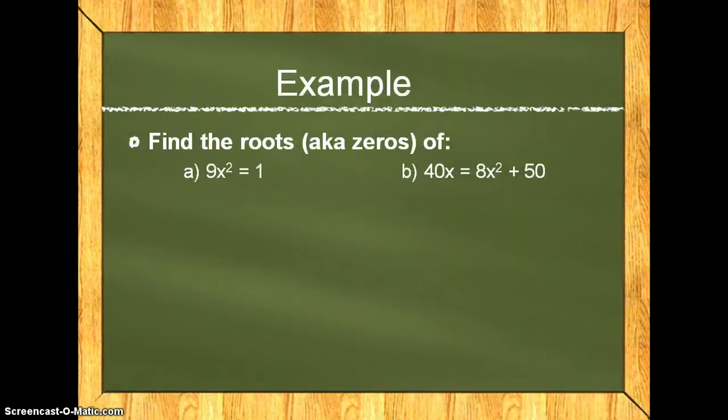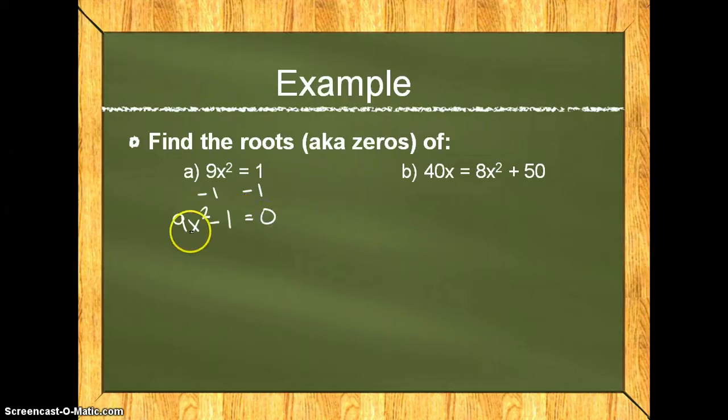So the example says find the roots, which is also known as the zeros, which is also known as the solutions, of a, 9x squared equals 1, and b, 40x is equal to 8x squared plus 50. The first thing that you want to do is to set both of these items equal to 0. So for a, we're going to subtract 1 from both sides. So you get 9x squared minus 1 is equal to 0.